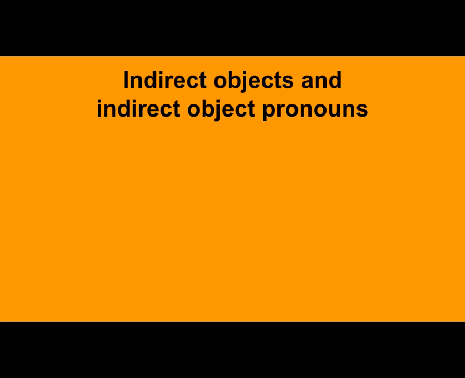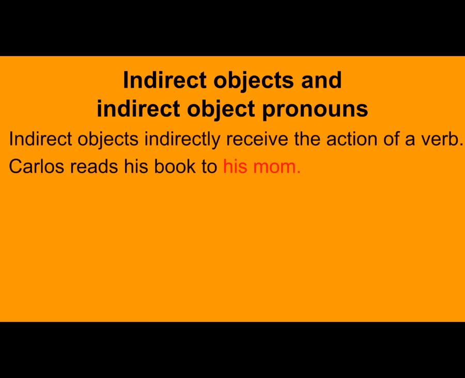Indirect objects can be found by asking to whom or for whom. Carlos reads his book to his mom. Carlos reads to whom or for whom? His mom is the indirect object because she is indirectly being affected by the verb. Carlos isn't reading her. Carlos is reading to her.